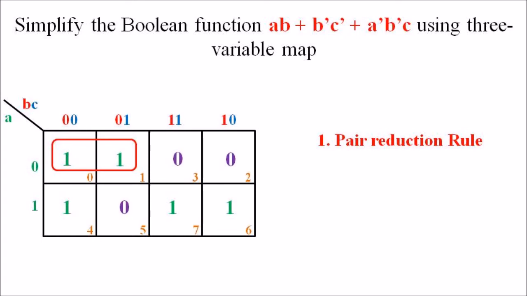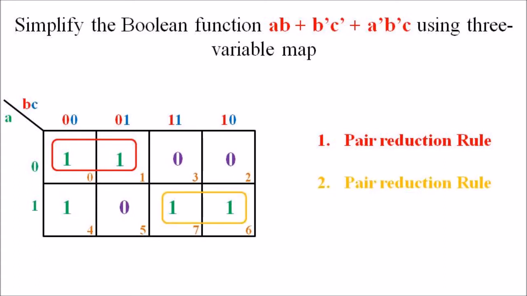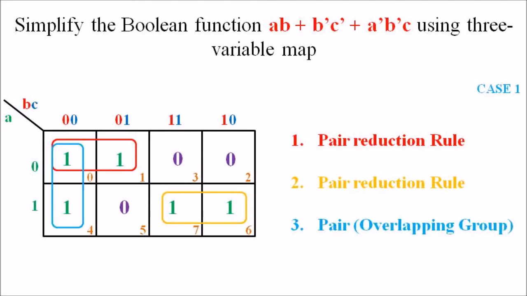The second group is the second pair, that is, cells number 6 and 7, paired using the pair reduction rule. The third pair can be considered in two different ways. In case number 1, we are pairing the cells 0 and 4 using the overlapping group rule, or overlapping pair grouping rule. Thus we have three different pairs in this given K-map.